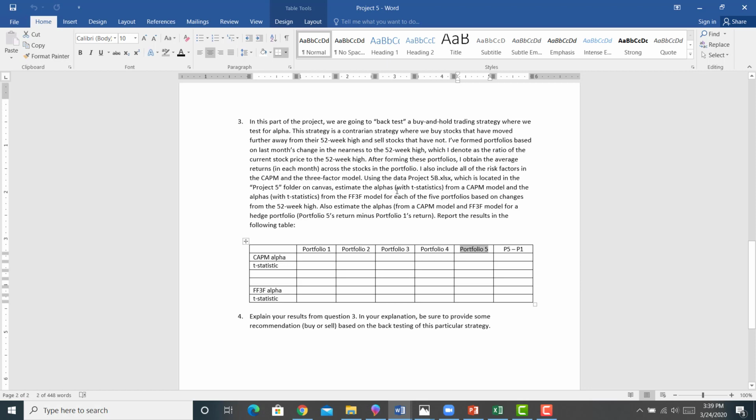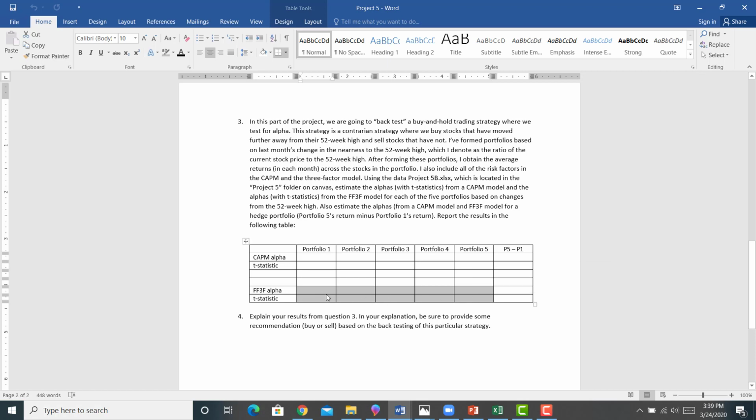Does that make sense? So the idea is I sort these things every month. Actually, I do this last month. I lag the variables, and I do this last month. And then you're going to estimate the CAPM and the Fama-French three-factor model this month based on portfolios formed on this lagged change in the nearness ratio. Okay, and then you're going to estimate the CAPM model and the Fama-French three-factor model.